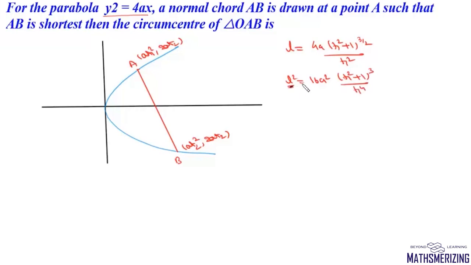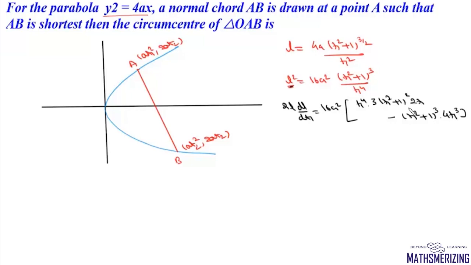Now we'll differentiate with respect to t1. So we'll write 2L dL upon dt1. It'll be 16a square, and then we can write t1 to the power 4 (3 t1 square plus 1) whole square into 2t1, and then minus (t1 square plus 1) whole cube into 4 t1 cube.